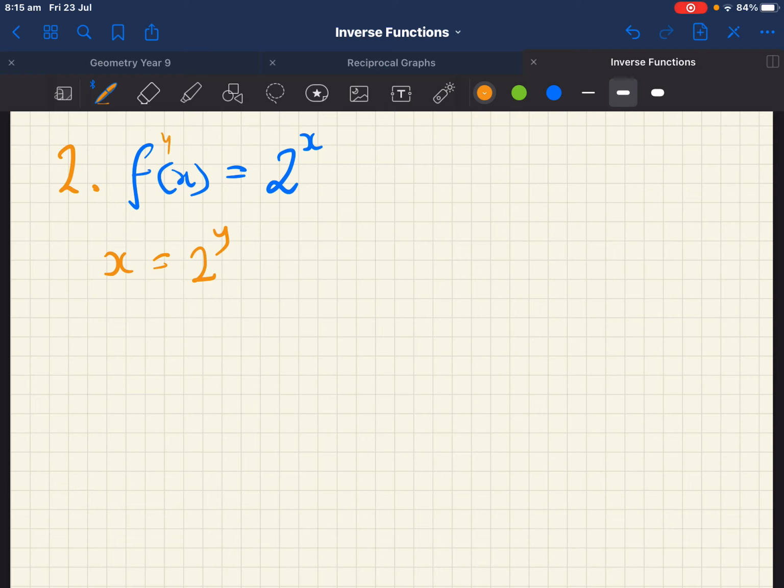We've replaced them. Now we need to rearrange this to get y by itself. y is up as a power. We need to try and get that y down so we can then rearrange and make it the subject. The only way we're going to be able to get a power down is to use our logarithms. So I'm going to log both sides. I'm going to do it to the base 2. It's not super necessary, but it will make our answer a little bit more simplified. So I'm going to log both sides and take it to the log base 2. That then allows us to use our log laws and take this y down the front.